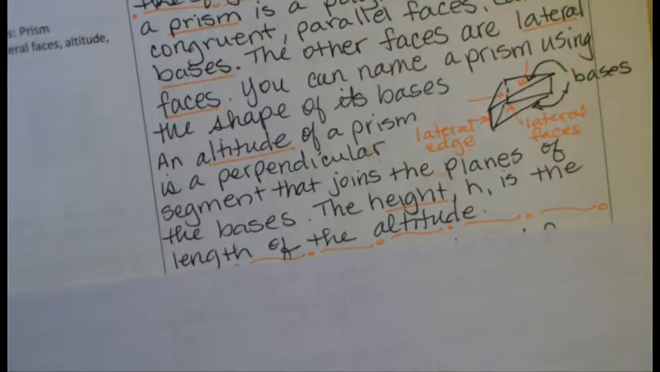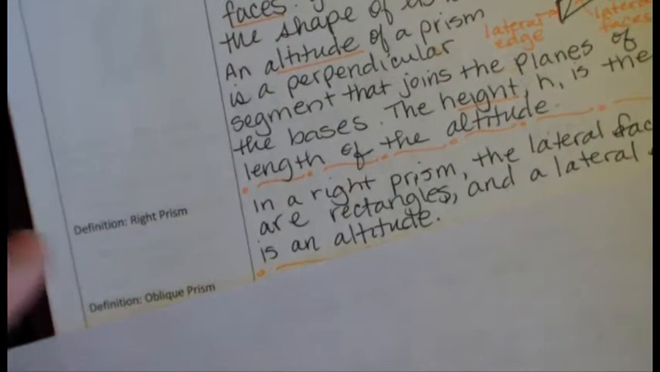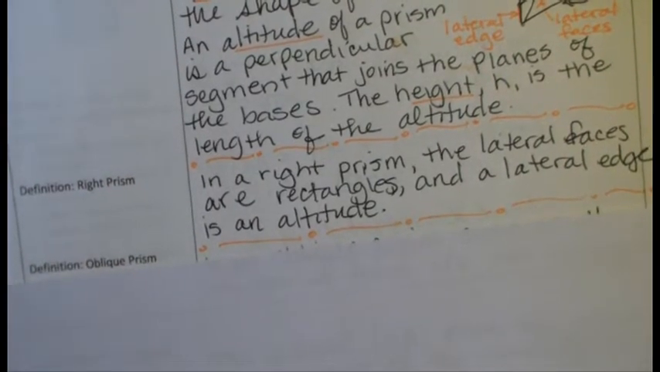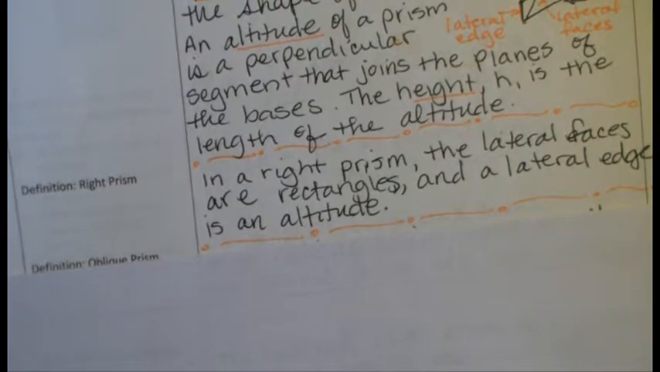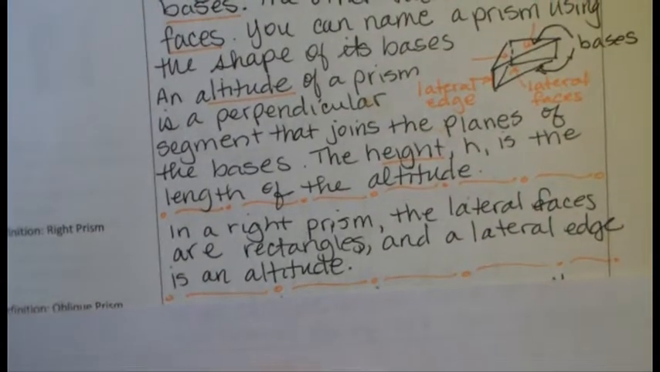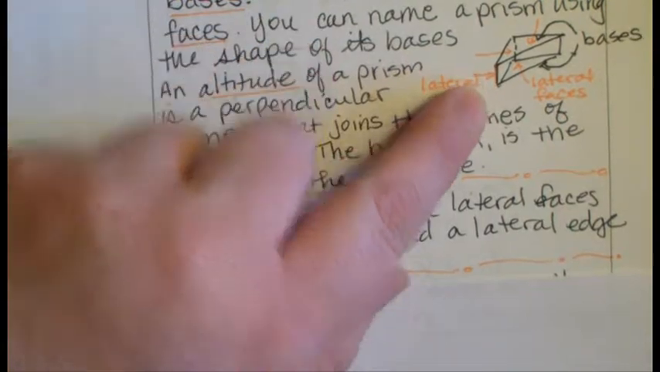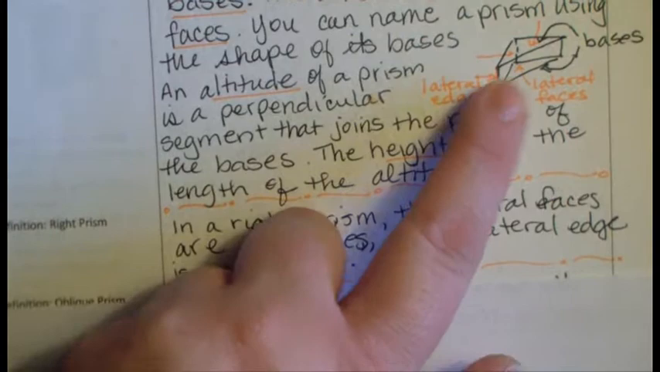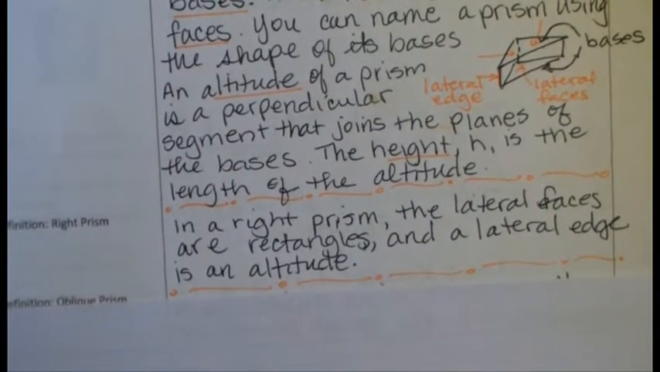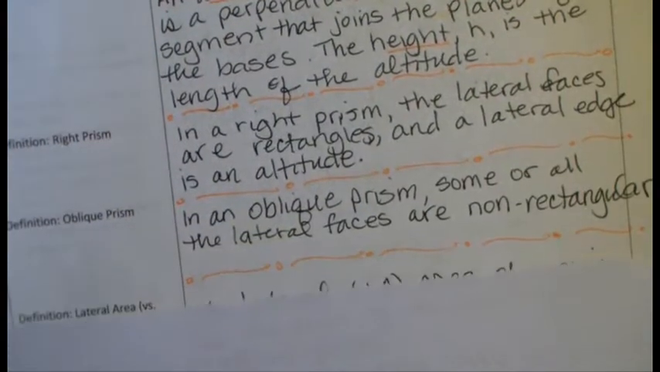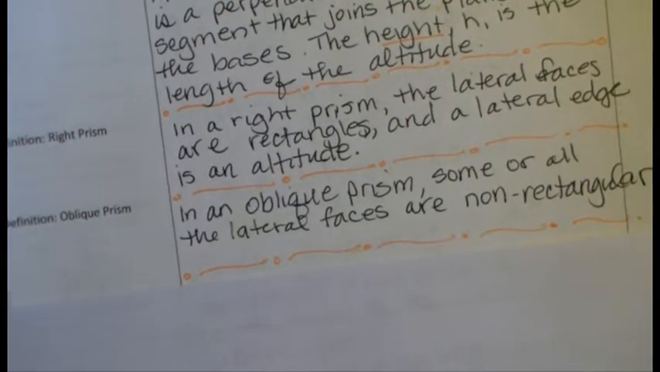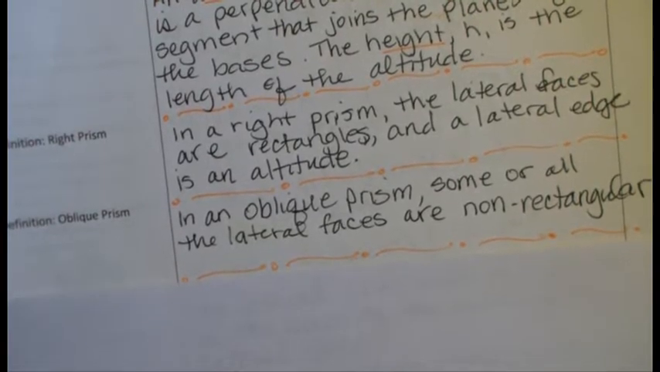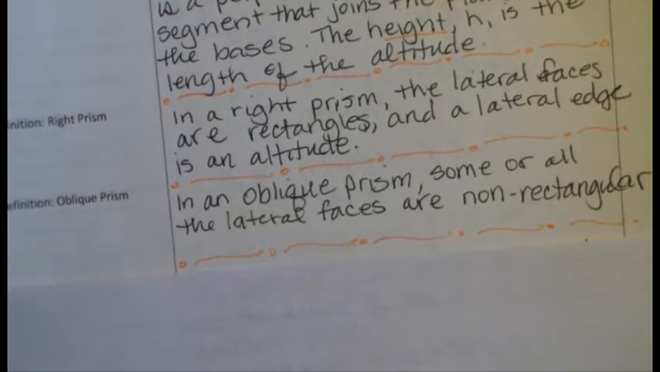Okay, so let's define what a right prism is. In a right prism, the lateral faces are rectangles and the lateral edge is an altitude. So if you look back up at this picture, this line right here, I've labeled as a lateral edge. And that just means that that is a perpendicular line connecting our bases. So it's our altitude. We can also have oblique prisms, and if we have an oblique prism, that means that some or all of our lateral faces are not rectangles. So we don't really deal with oblique prisms.